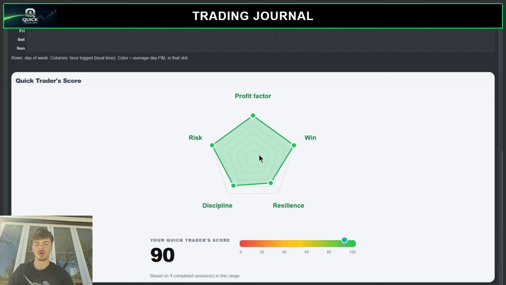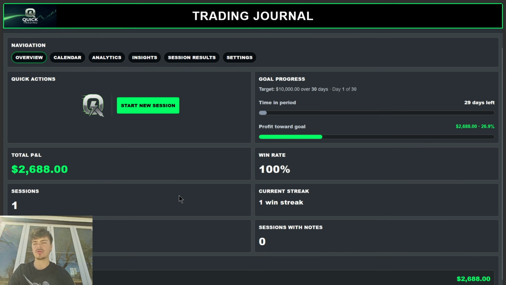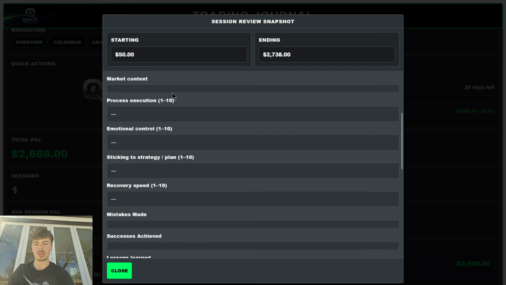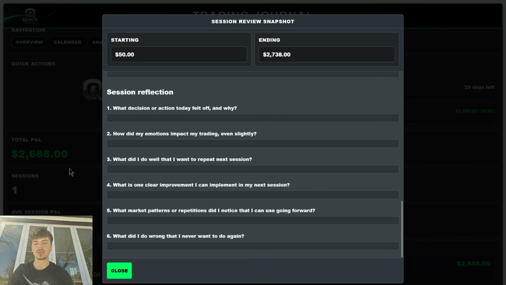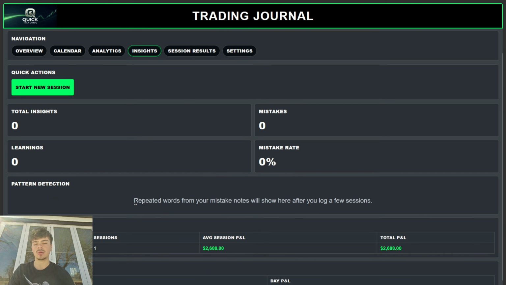You can even track your quick trader score, which bases it off of profit factor, win rates, resilience, discipline, and risk. Over here inside of insights, when you're going through these sessions, for example, answering all these questions, what is really cool is that it uses AI to find patterns within the mistakes that you're currently making. It uses repeated words from your mistakes and shows you exactly over here after each and every single session, so that you can see, okay, what is it in your trading that's allowing you to make money or allowing you to lose money, and then you focus on what's making you money and eliminate what is making you lose money.